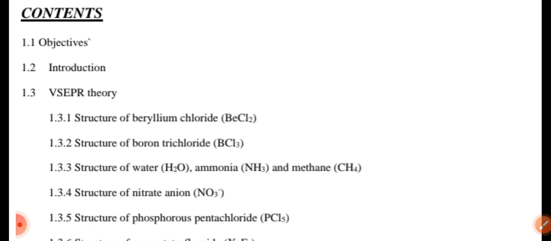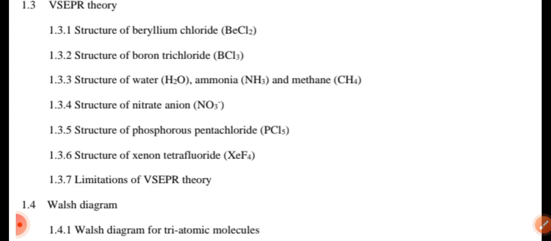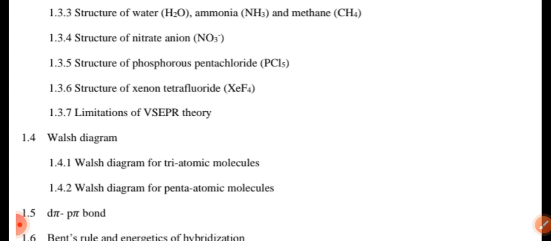1.3.3 Structure of water, ammonia, and methane. 1.3.4 Structure of the nitrate anion NO3-. 1.3.5 Structure of phosphorus pentachloride PCl5. 1.3.6 Structure of xenon tetrafluoride XeF4. 1.3.7 Limitations of VSEPR theory.